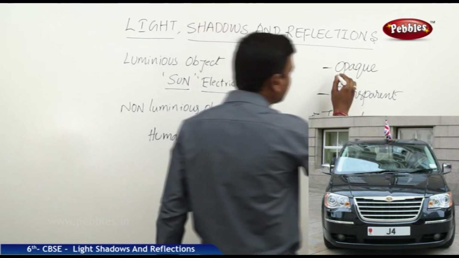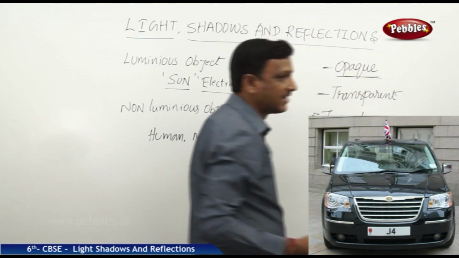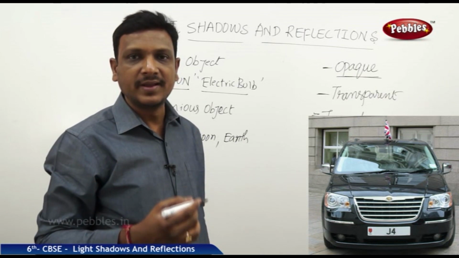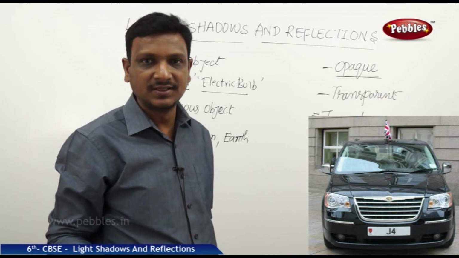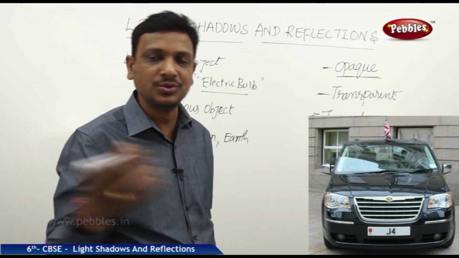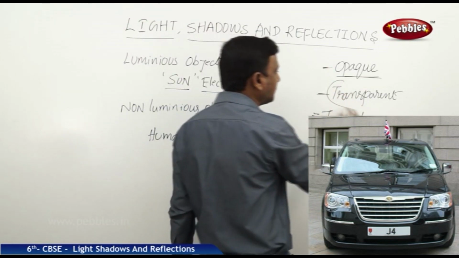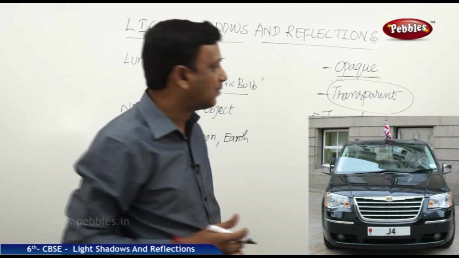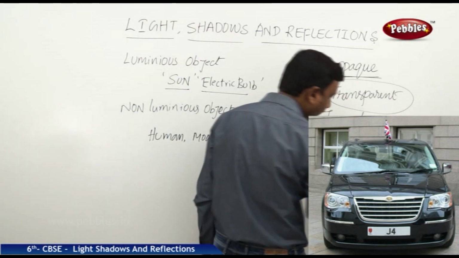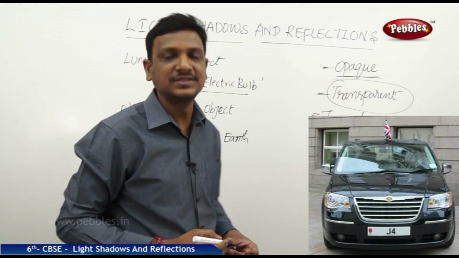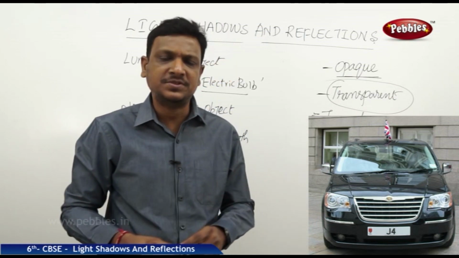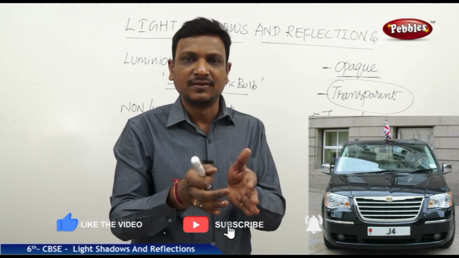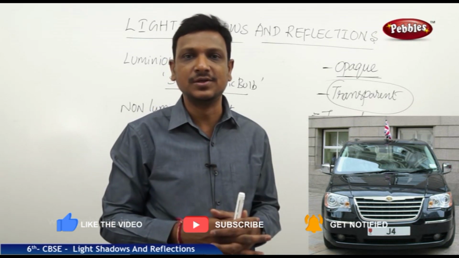So when is an object said to be opaque? When it does not allow the light to pass through it. An object is said to be transparent when the light is allowed to pass through it. You call it transparent. Opaque means light is not allowed to pass through. Then what is translucent? Translucent means when an object or material allows the light partially, not completely, you call it translucent.